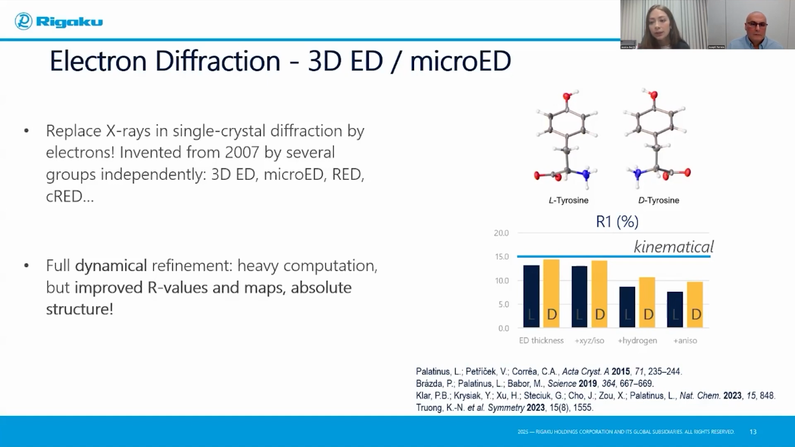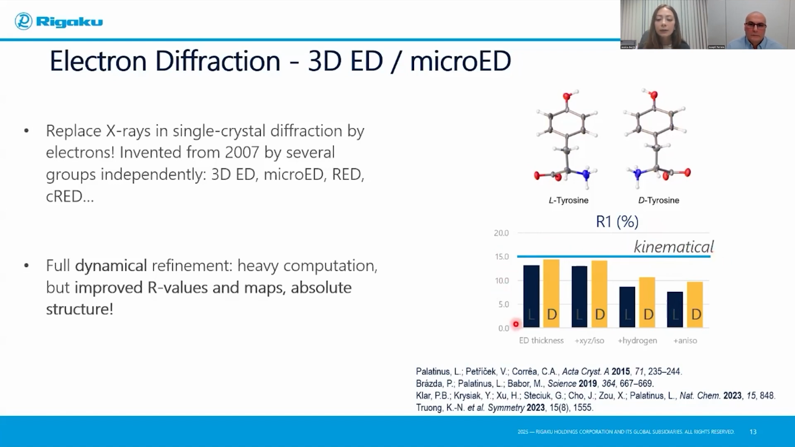And the reason why we would do this, despite the fact that it can be a bit computationally intensive, is because we can improve our R values and our maps, and it allows us to assign absolute structure. So I've shown an example here of a structure of tyrosine, which we'll be going through today. And the kinematical R1 is sitting here at 15%.